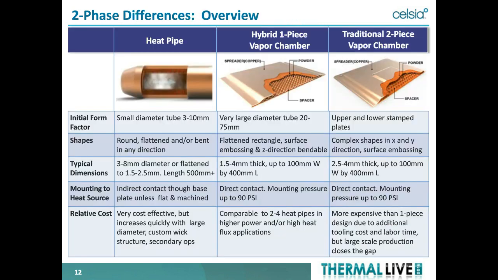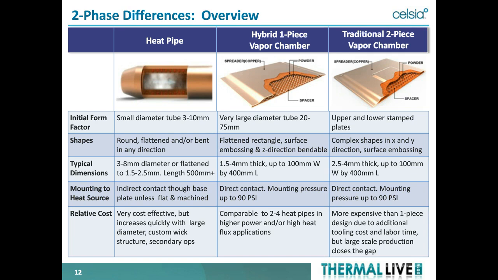Okay, what is the difference between the most common versions of these devices? Heat pipes, vapor chambers. Heat pipes are round. They're generally available in 3 to 10 millimeter diameters, although for power electronics applications and other applications, we've made them up to meters in diameter. In power electronics, 3/4 inch or 20 to 25 millimeter diameters are not unusual.